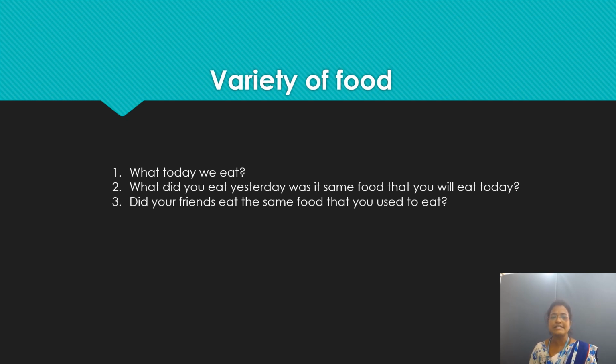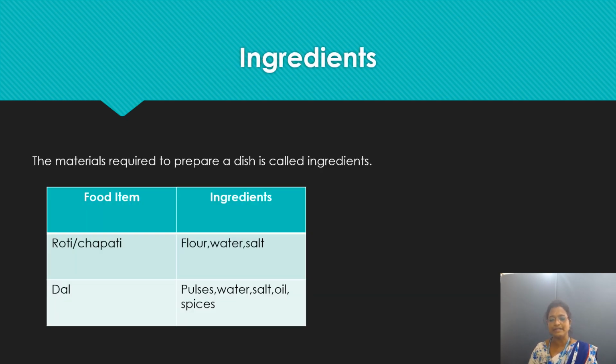So different states, they will eat different kinds of food. So here variety means different. Okay. So next is ingredients. So what do you mean by ingredients? So here the definition of ingredients is the materials required to prepare a dish is called ingredients.